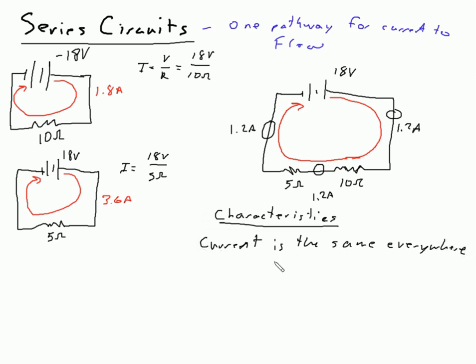The current is the same everywhere. So no matter where we look in the circuit, it's always going to have the exact same current. All the charge is already there, and as a result, the charges in the field associated with it sense the entire circuit and all of its resistance at once, and so the current is the same everywhere throughout the circuit, no different anywhere. So first characteristic is the idea of current.